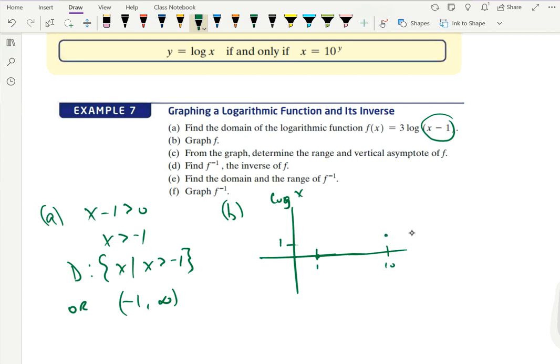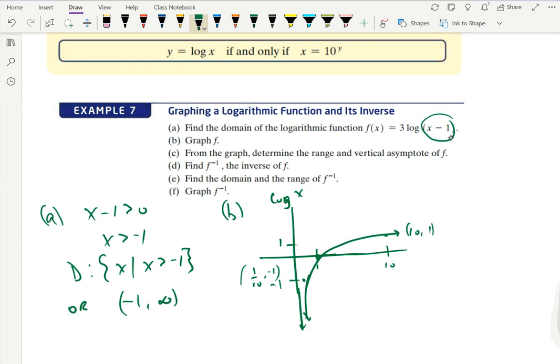So there is 10, 1, and we would have the reciprocal of our base, -1. The reciprocal of our base is 1/10, so 1/10, -1. So that's going to be our logarithmic function, and of course we have this vertical asymptote at x equals 0.